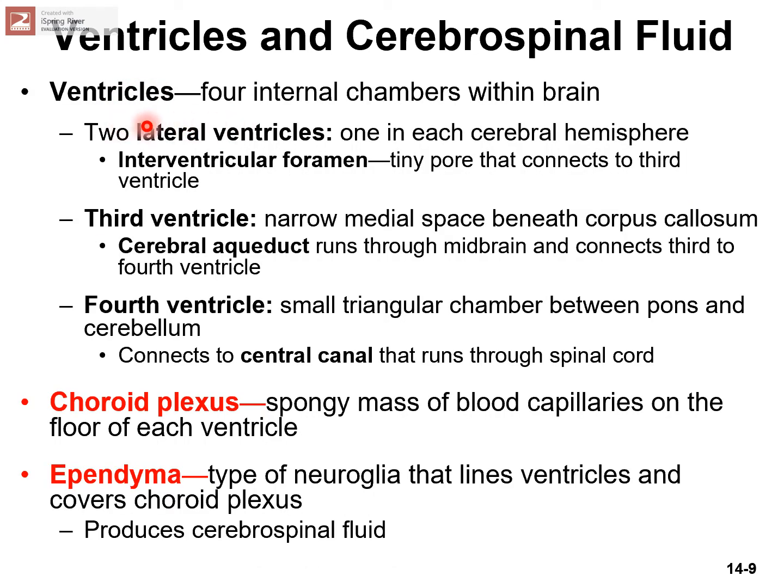So the ventricles are four internal chambers within the brain where we have structures for producing cerebrospinal fluid. We have two lateral ventricles, one in each cerebral hemisphere. The interventricular foramen is a tiny pore that connects the lateral ventricle to the third ventricle. Another little duct known as the cerebral aqueduct connects the third ventricle to the fourth ventricle. The fourth ventricle connects to the central canal of the spinal cord where we find the cerebrospinal fluid.